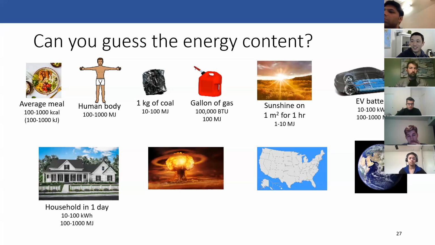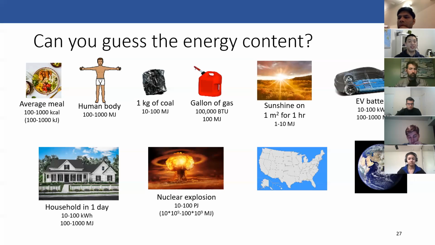Okay, just for fun, how much energy in a nuclear explosion? A lot, right? And so not too surprising. 10 to 100 petajoules, which is the equivalent of about 10 billion to 100 billion megajoules. Yeah, so a nuclear explosion could in theory provide energy for what, 100 million houses for a day.